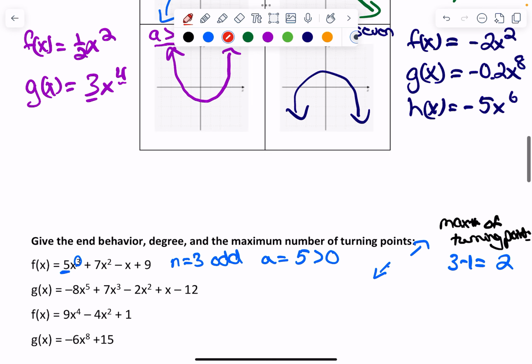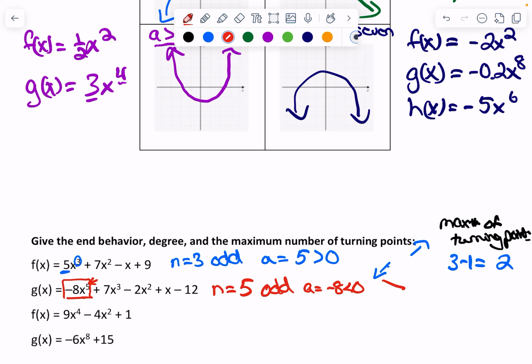Okay, let's look at this next example. Remember that when we're doing these, we want to make sure that the highest degree is the first term. Like here, 5 is the largest exponent, so it is the highest degree, so n equals 5. We still have an odd degree. Now our a is negative 8, which means that it is less than 0. So the left side is going to go up and the right side is going to come down. Maximum number of turning points, the degree 5 minus 1, which is 4.